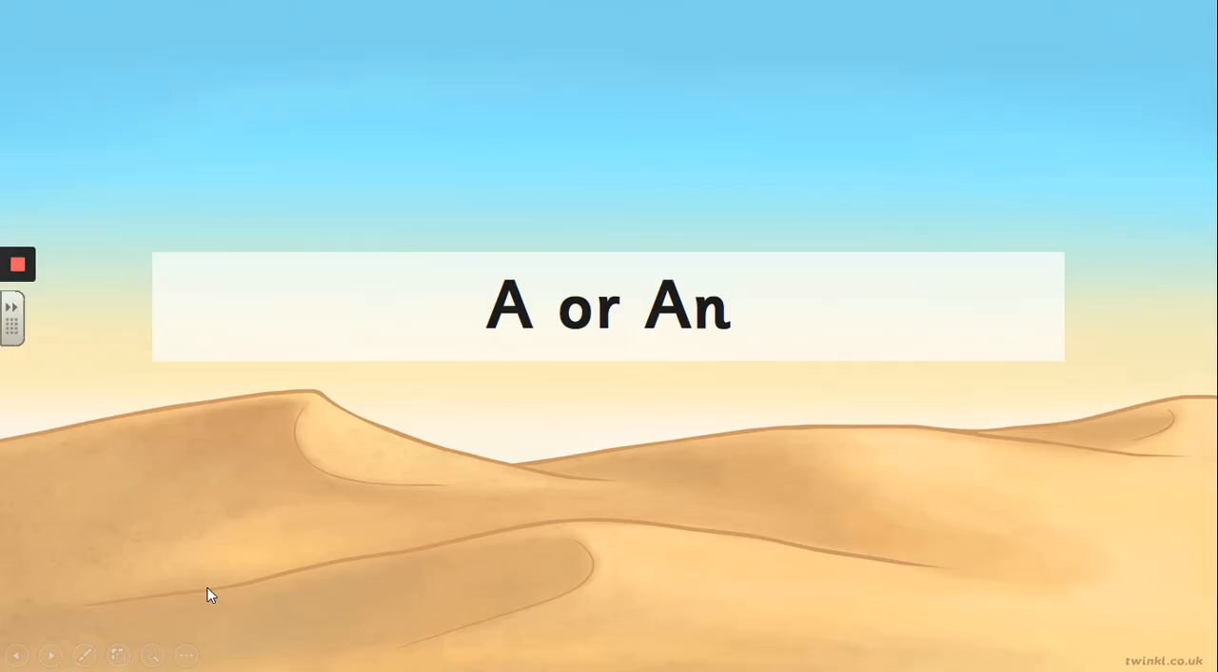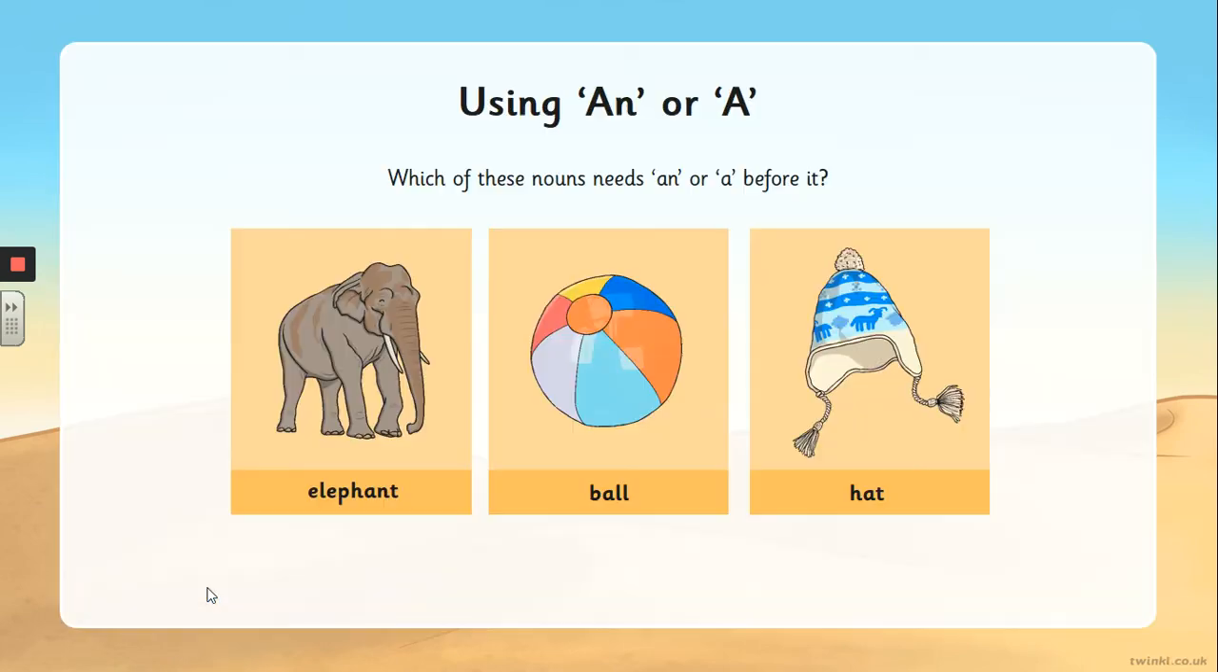Okay, so we're looking at a or an. When we use these in a sentence, what's the right time to use them? So which of these nouns needs a or an before it? You need to have a look at these words. If I was writing a sentence, would I put "I saw a elephant at the zoo," or "I saw an elephant at the zoo"? Which one would make sense? Or "I bounced a ball" or "an ball", which one would make more sense?